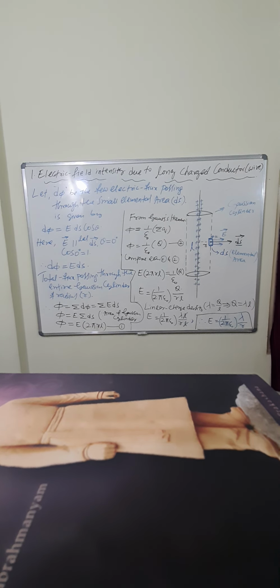Since the electric field is constant at every point on the surface of the cylinder, the electric field is taken outside the summation. Summation ds: if you add all the elemental areas of the entire Gaussian cylinder, you will get the area of the Gaussian cylinder. What is the formula for the area of the cylinder? 2 pi r L. Therefore, phi is equal to E into 2 pi r L. Consider this equation number 1.